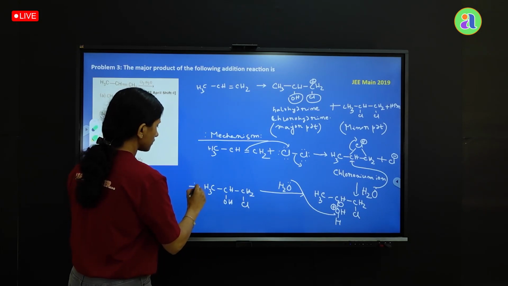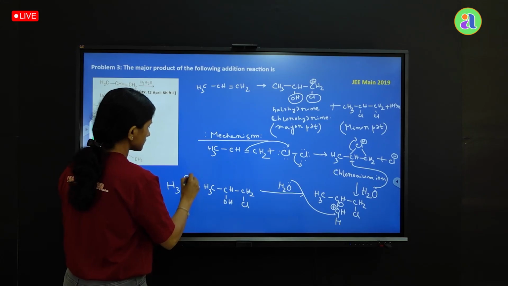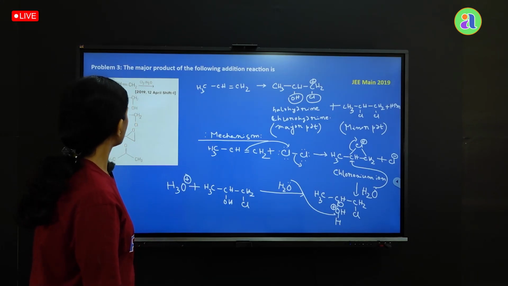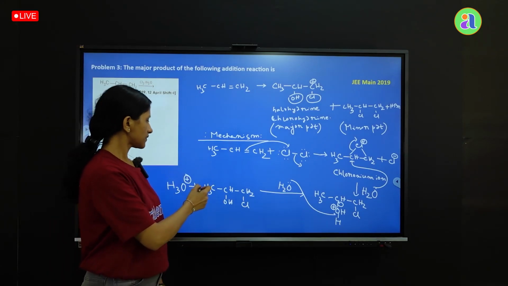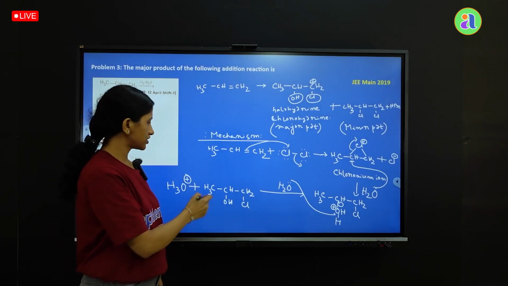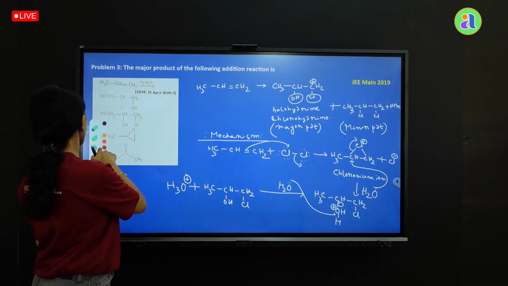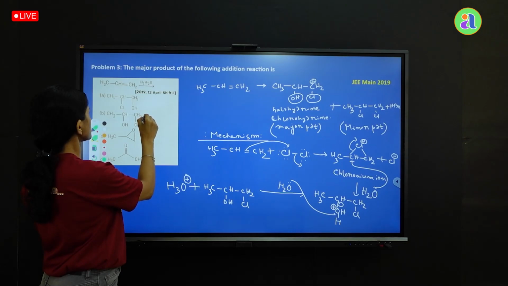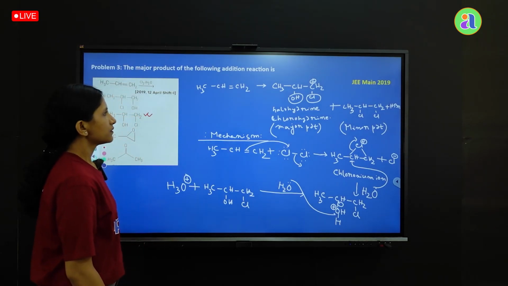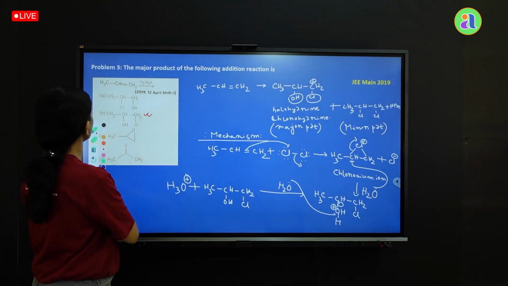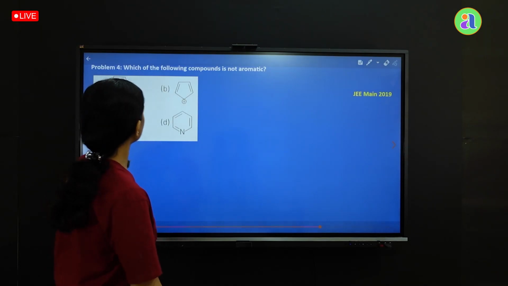So what else will be formed here? Hydronium ion, H3O plus. So we can say that the major product of this addition reaction is CH3CHOHCH2Cl. Now if you check the options, you can see that option B is the correct option. Very simple, I hope you have understood. Now with this, let's move on to the final problem of the session.